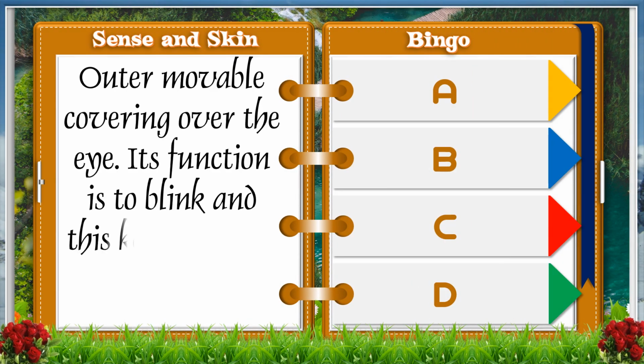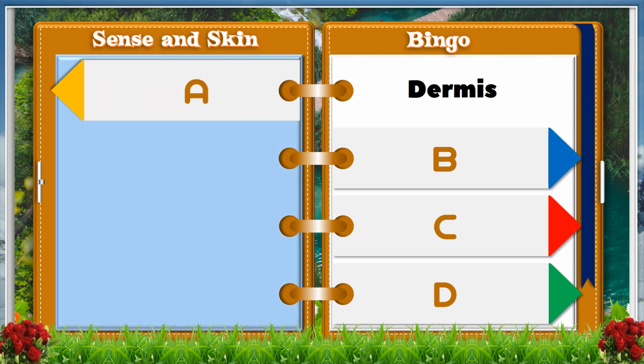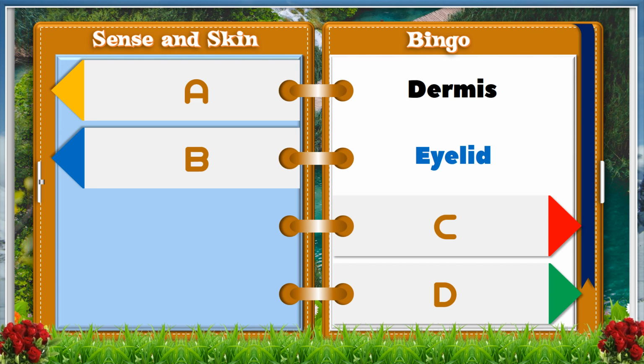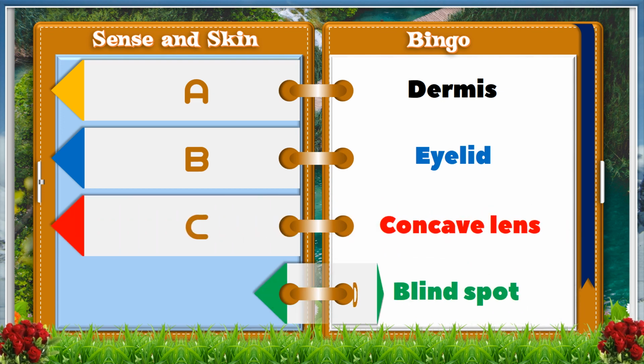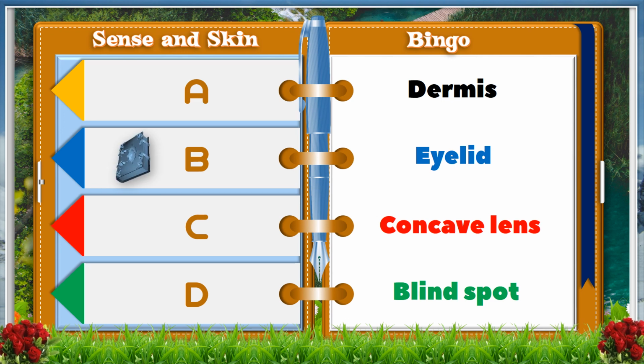Outer movable covering over the eye. Its function is to blink, and this keeps the eye clear and moist. A. Dermis. B. Eyelid. C. Concave lens. D. Blind spot. And the answer is B. Eyelid.